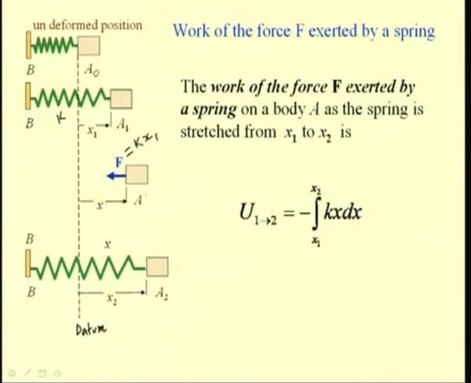Why is this negative? Because the positive displacement that we are considering, that is dx, is along this direction, and this force F is in the opposite direction of the infinitesimally small displacement that we are considering. So, we have the work done between position 1 and 2 as minus integral x1 to x2 of kx dx. If we do the integration and put the limits, we have this as half k x1 square minus half k x2 square.